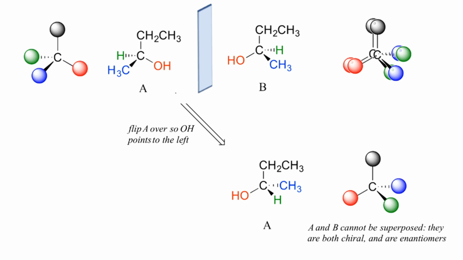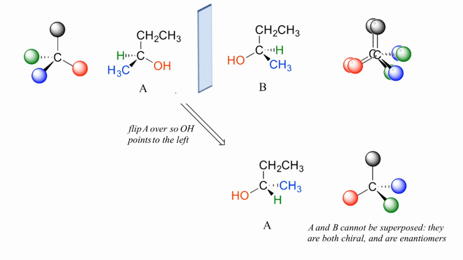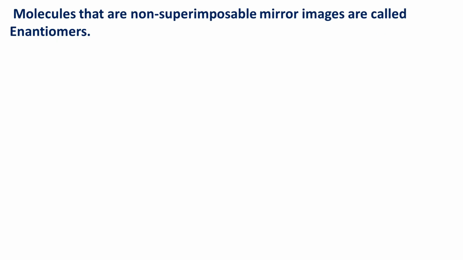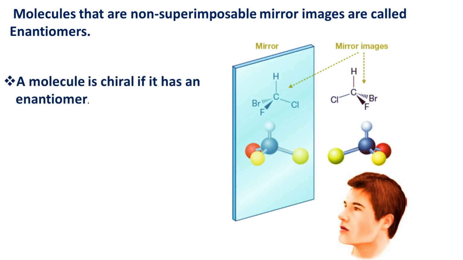Such molecules which cannot be superimposed on their mirror images, no matter how you rotate them, are said to be chiral. These non-superimposable mirror images are called enantiomers. Thus, A and B are non-superimposable mirror images of 2-propanol and are enantiomers. Therefore, we must remember that if 2 molecules are non-superimposable mirror images, they are called enantiomers. And any molecule that has an enantiomer is chiral. Or, if a molecule is chiral, it must have an enantiomer.